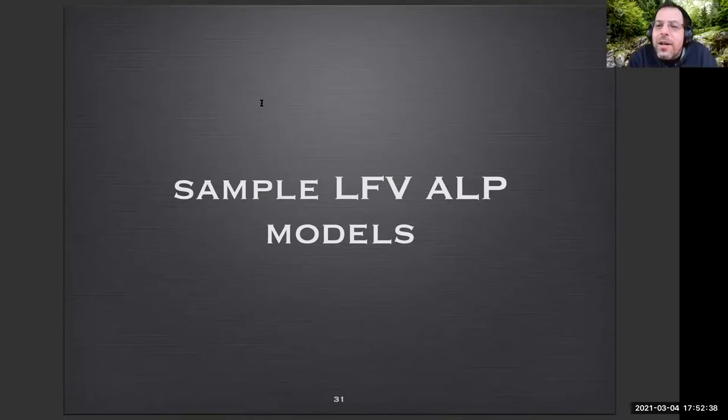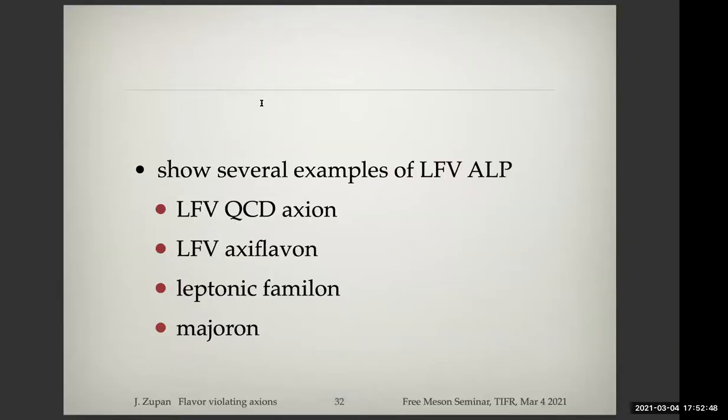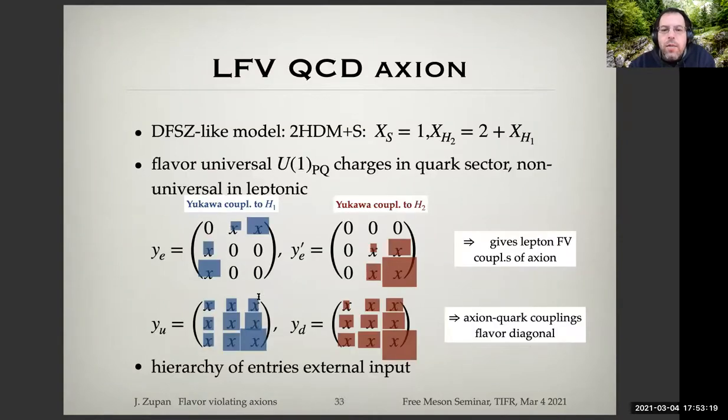All right, so I'll then go over a few examples of these lepton flavor violating ALP models. No? So we'll see how realistic it is. The examples here will be chosen such that you will have lepton flavor violating couplings, but the quark flavor violation will be suppressed for different reasons. So I'll have the lepton flavor violating QCD axion, the axiflavon, the leptonic familon, and then the Majoron. So let me start with the QCD axion.